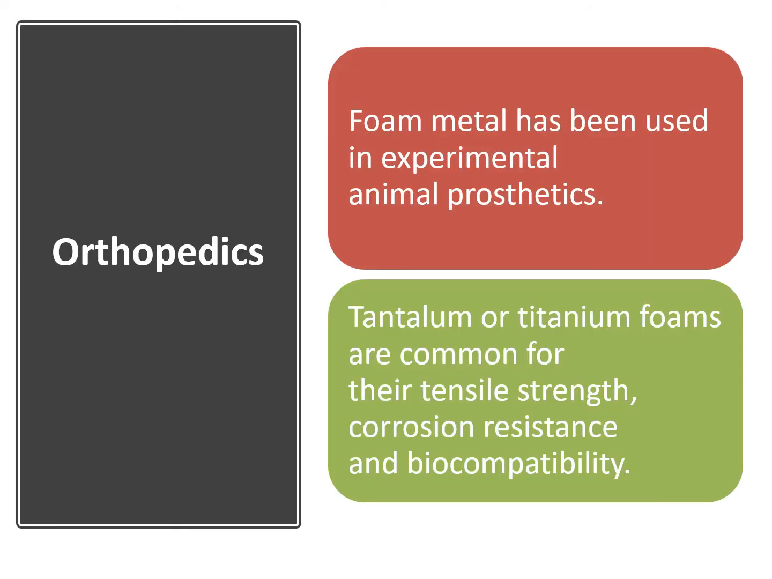Orthopedics. Foam metal has been used in experimental animal prosthetics. In this application, a hole is drilled into the bone and the metal foam is inserted, letting the bone grow into the metal for a permanent junction. For orthopedic applications, tantalum or titanium foams are common for their tensile strength, corrosion resistance, and biocompatibility.